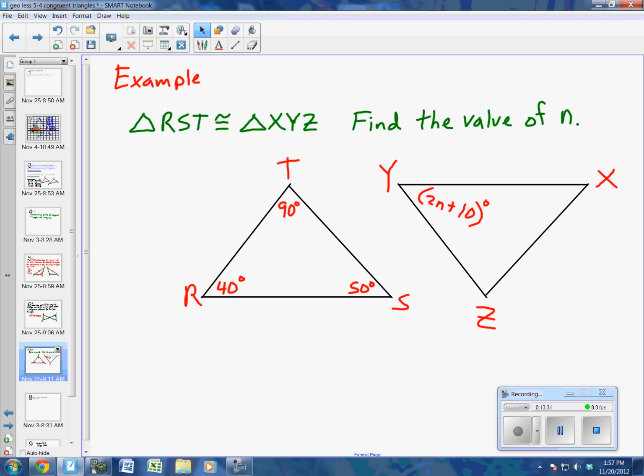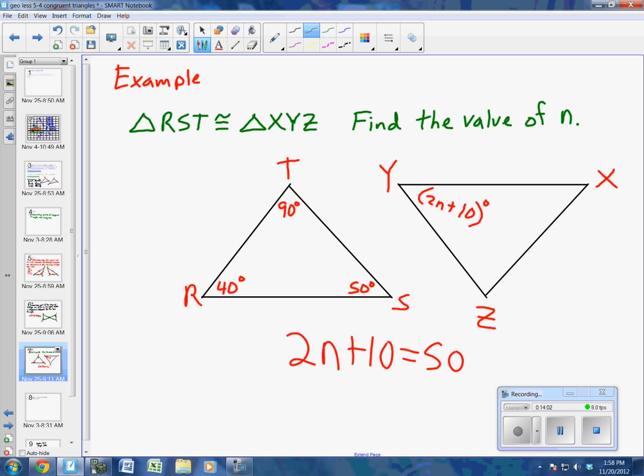N equals what? How are you getting 3? Well, it's not saying 2 plus 3. Well, you guys, which one does Y correspond to? S, because Y and S are the second ones. So this 2N plus 10 has to be equal to 50, right? So I can write 2N plus 10 equals 50 because those two are congruent, right?